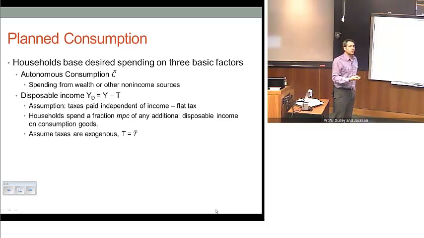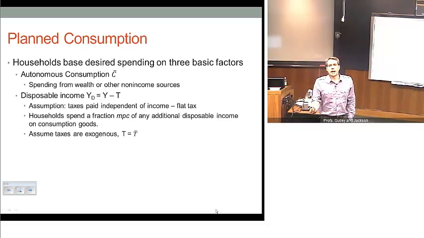The second factor, of course, which is going to be an important one, is how much money you make, your income. And in particular, we're going to be concerned with disposable income. So as disposable income rises, you have more money in your pocket to be able to spend on goods and services. So people are going to run out and buy consumption goods based upon how much disposable income they have.